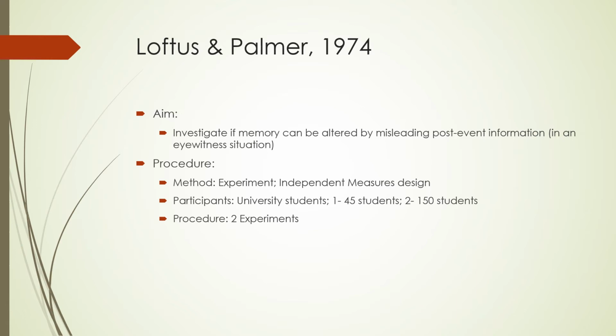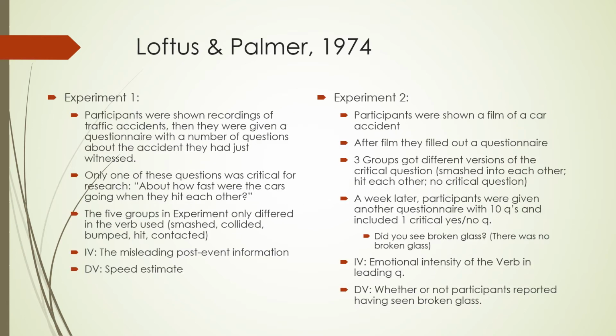And it included university students. Experiment 1 was with 45 students. Experiment 2 was with 150 students. So with experiment 1, participants were shown recordings of traffic accidents and then given a questionnaire with a number of questions about the accident they had just witnessed. And only one of these questions was critical for the research, and that was about how fast the cars were going when they hit each other.